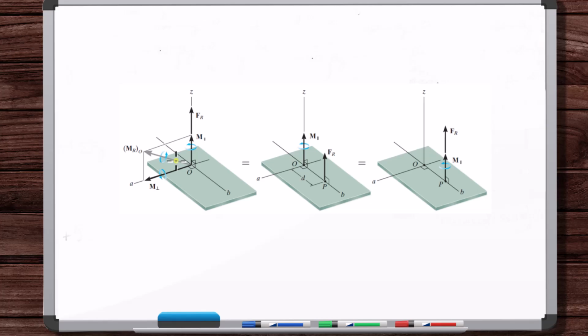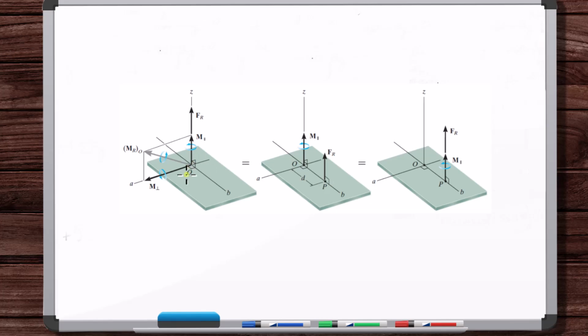From there, we break the couple moment down into a component parallel to the force and perpendicular to the force. Then we move the resultant force off of point O a distance that allows us to get rid of the perpendicular couple moment. This is what we did with the coplanar force system and the parallel force system. The reason that worked is because the resultant couple moment was perpendicular to the resultant force already, just naturally. That's what allowed us to replace the system by a resultant force.